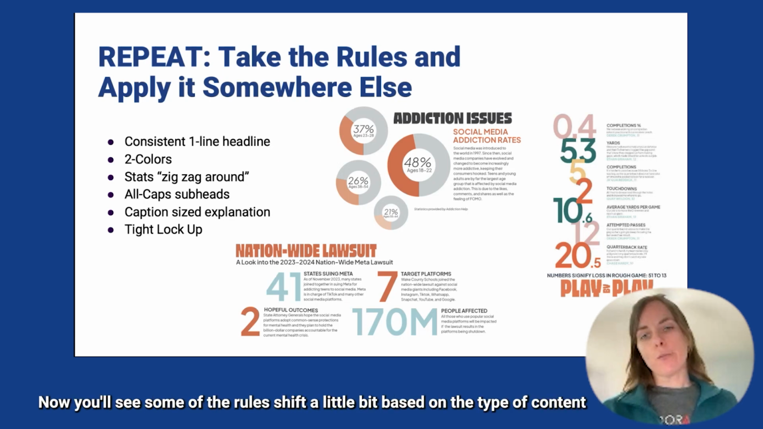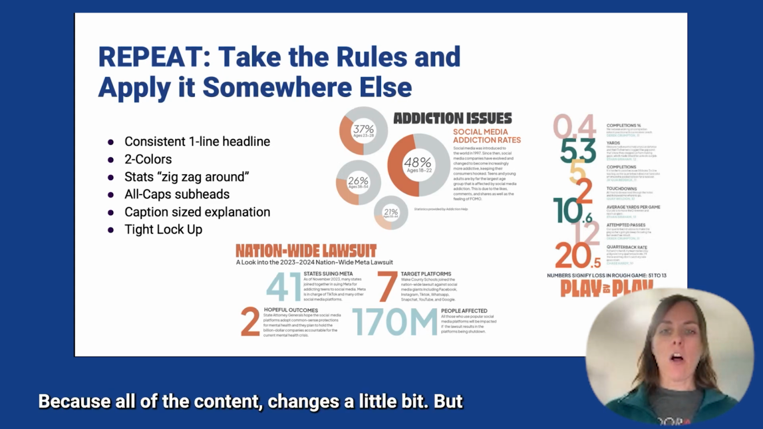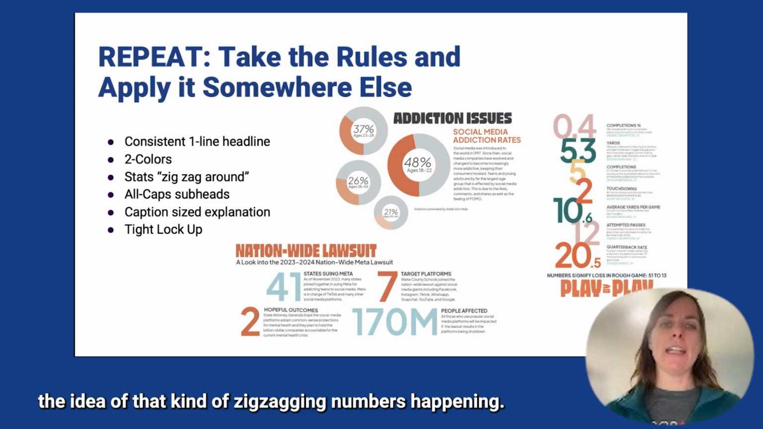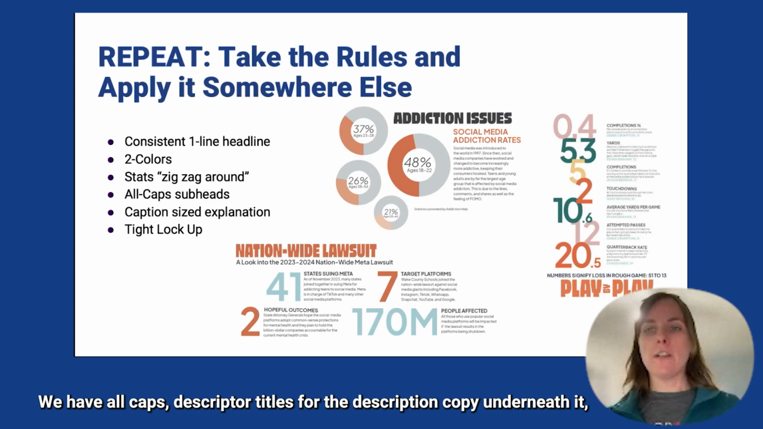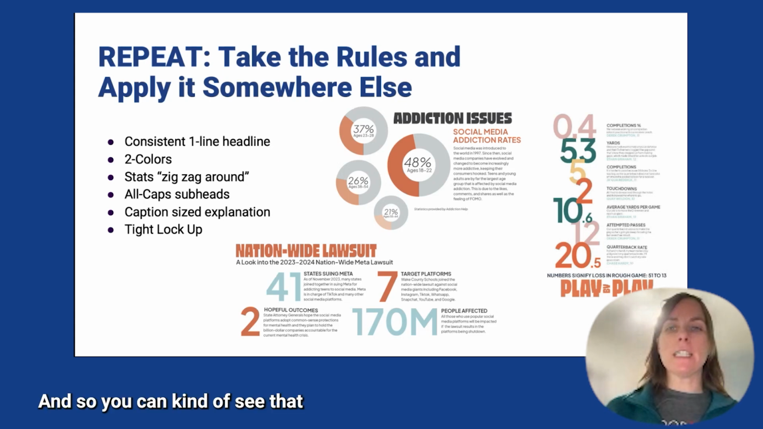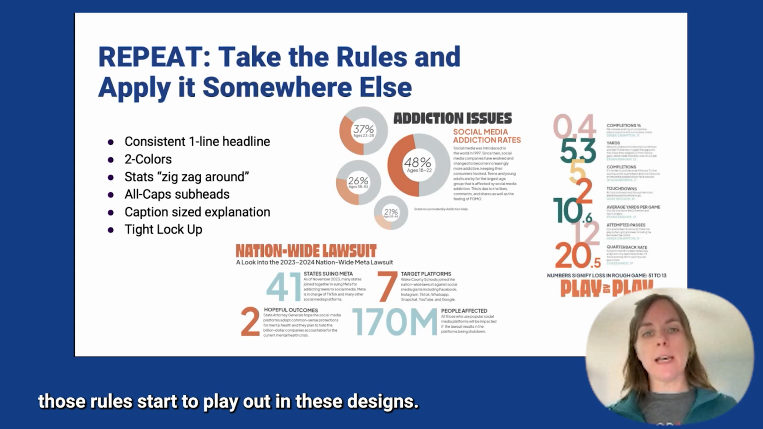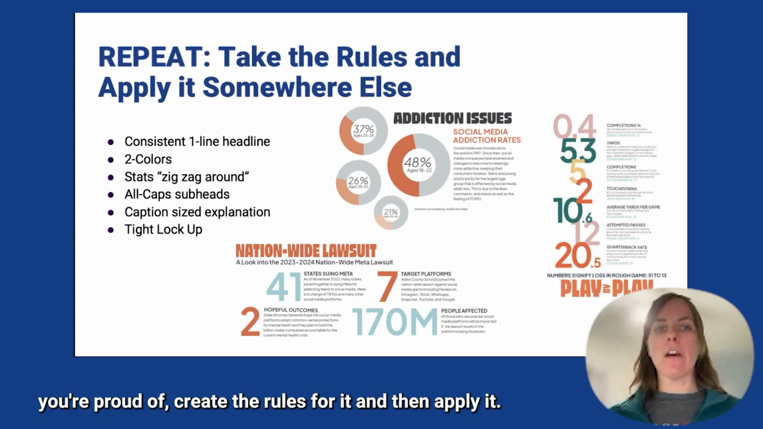Now you'll see some of the rules shift a little bit based on the type of content we're delivering, because all the content changes a little bit, but you can see the idea of that kind of zigzagging numbers happening. We have all caps descriptor titles for the description copy underneath it, which mirrors that idea of social media addiction rates and that copy. And so you can kind of see that those rules start to play out in these designs. And that's what you want. You want to build something you're proud of, create the rules for it, and then apply it.